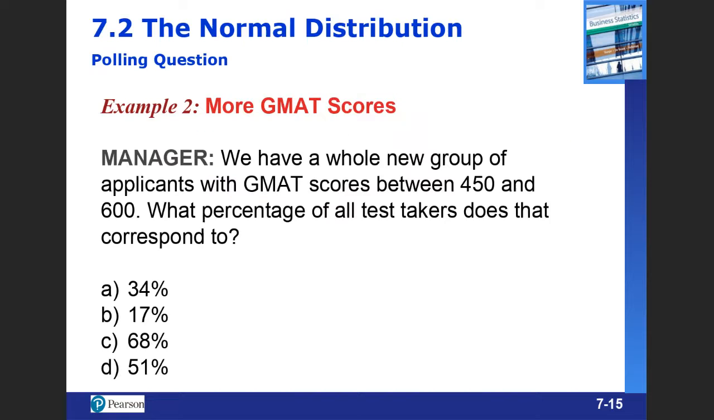I'm going to move on, continuing with the same problem, but part 2 of the problem. This question says, we have a whole new group of applicants with GMAT scores between 450 and 600. What percentage of all test takers does that correspond to? I know it says a polling question, but we're actually going to do it together. So again, the first thing you should always do is draw the graph. So that's what we're going to do.